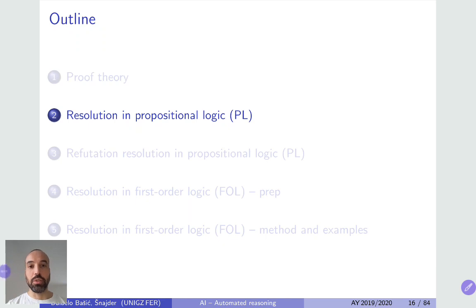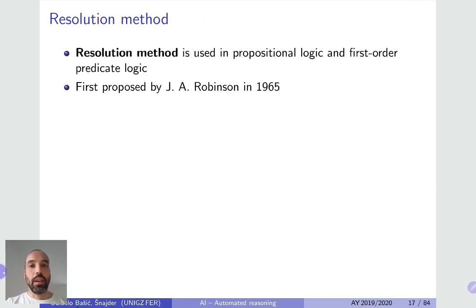Next, in part 2, let's look into the resolution rule and how it's applied in propositional logic. The resolution rule, or the resolution method, was proposed in 1965 by John Allen Robinson, and it was one of the more important moments in the history of AI.